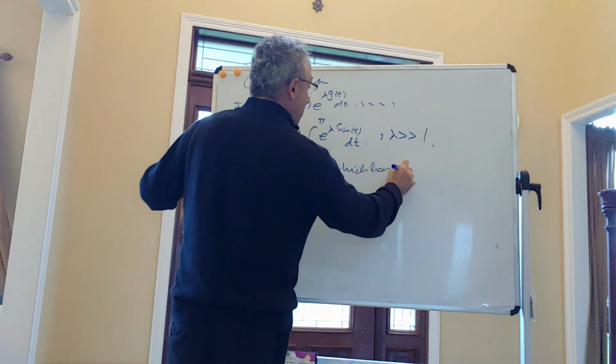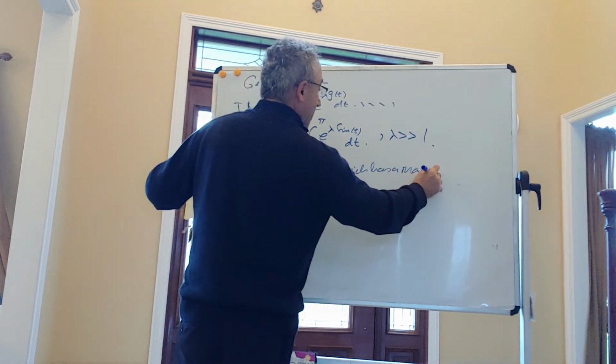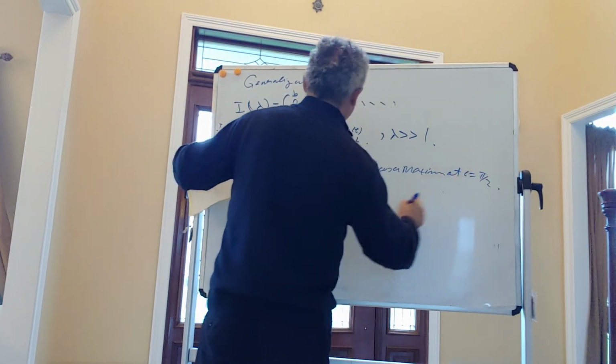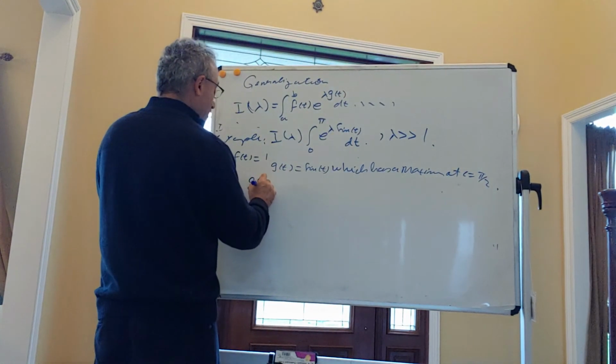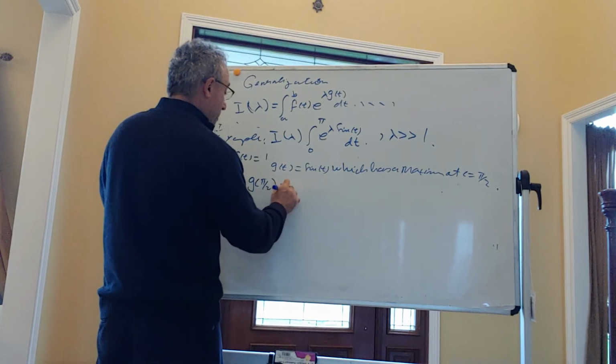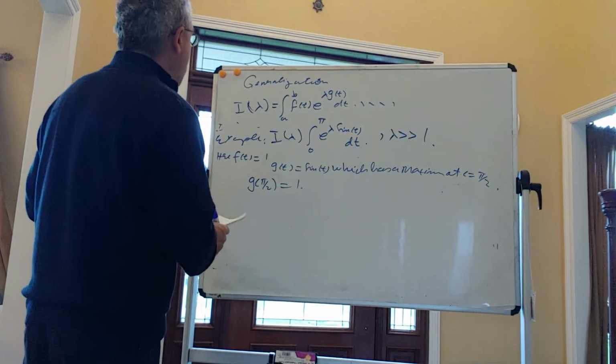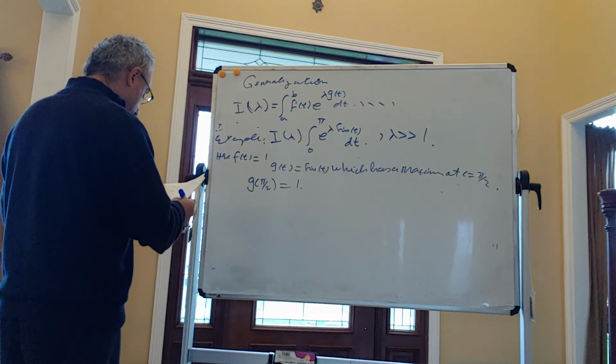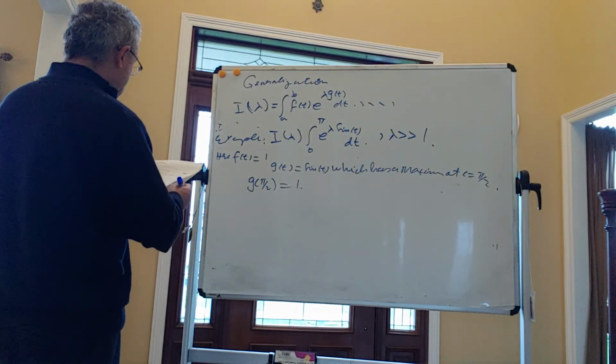has a maximum at c equal pi over 2. So we know that g of pi over 2 is 1. So the formula tells us, let's see what the formula says.